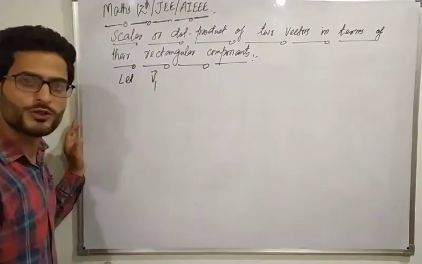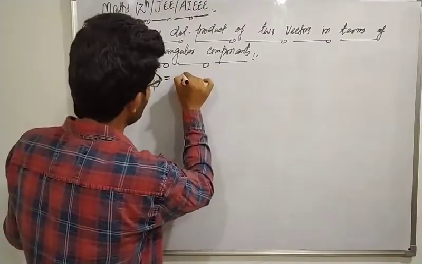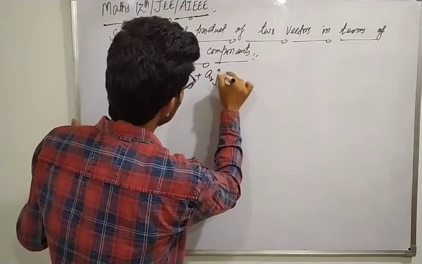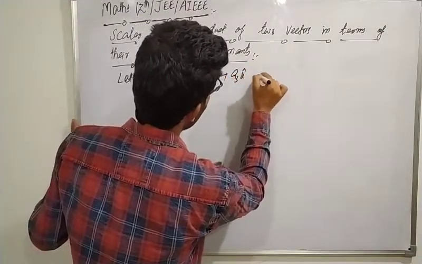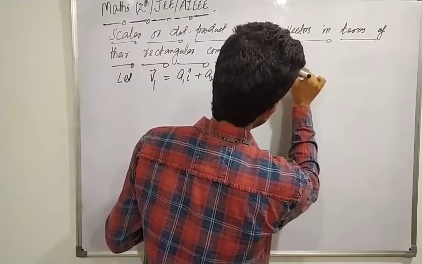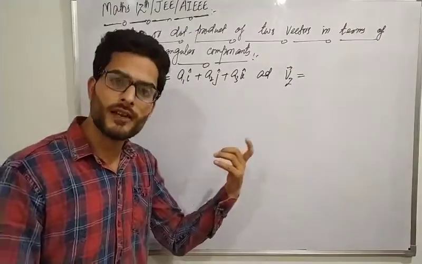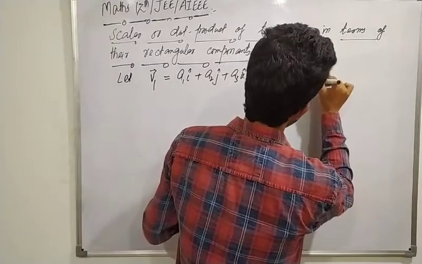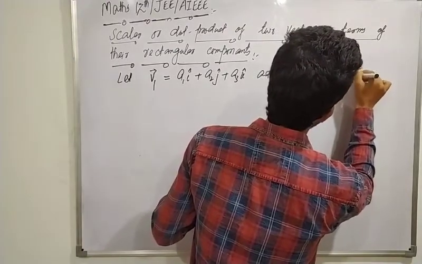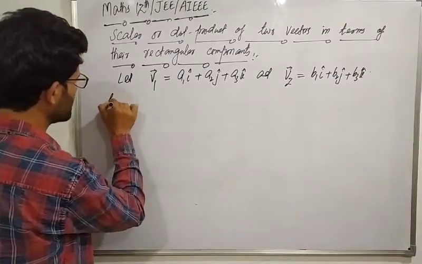Let v1 be a vector which has been resolved, suppose in space, in terms of its rectangular components, as v1 is equal to a1i plus a2j plus a3k, and suppose we have another proper vector v2 which is again resolved in space in terms of its rectangular components as b1i plus b2j plus b3k.